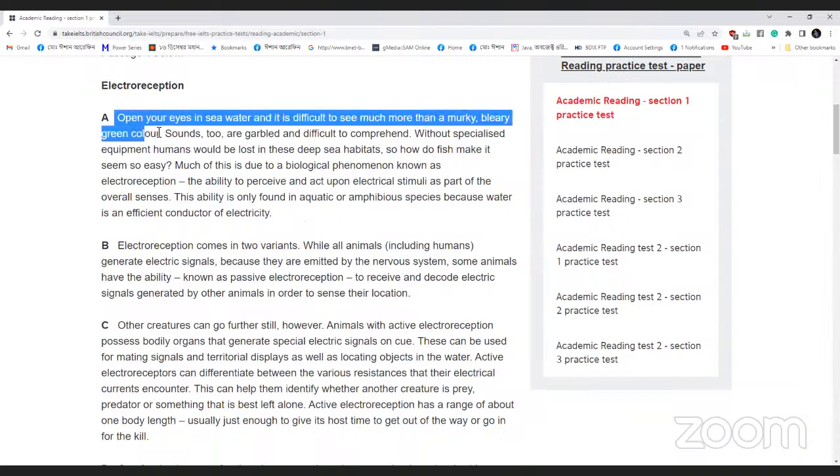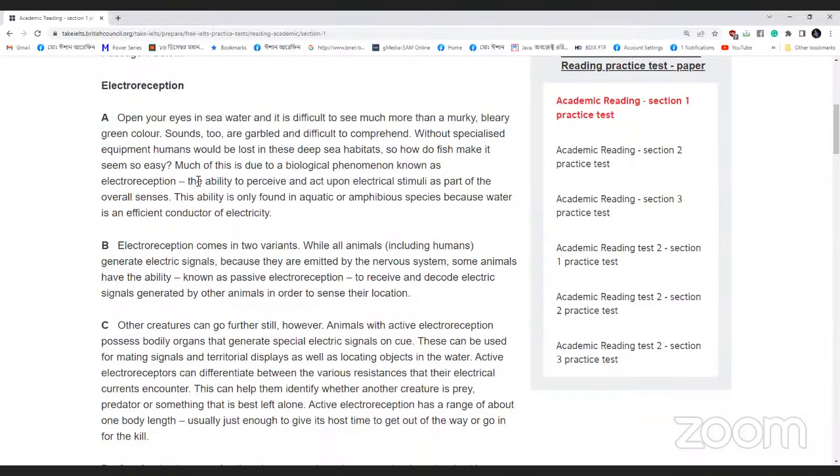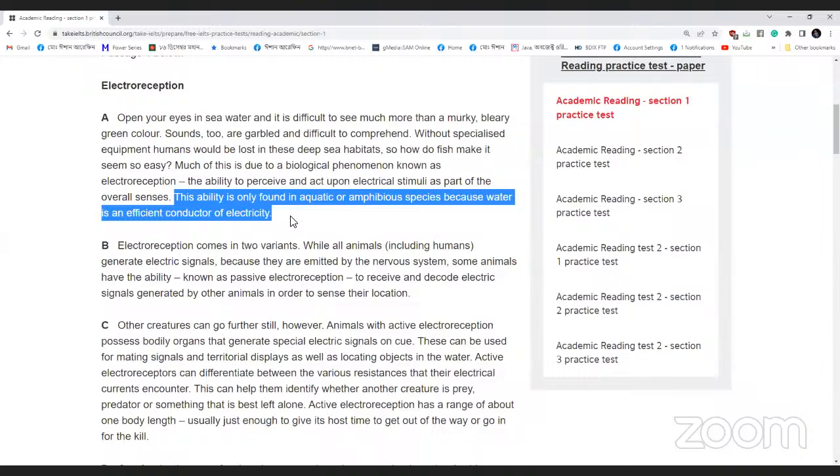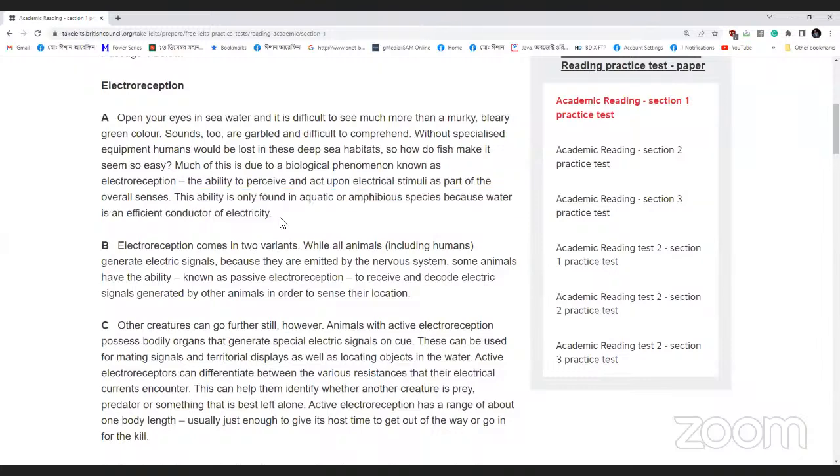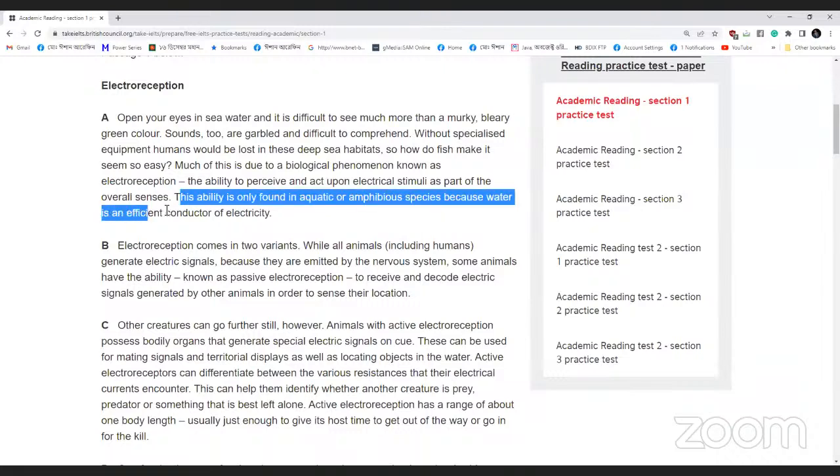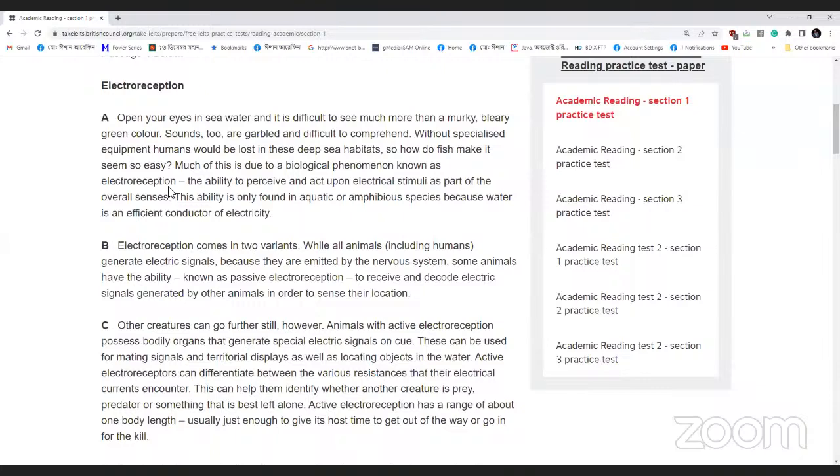So this is the first sentence, or the topic sentence, of the paragraph. And then we can read the conclusive sentence. Here it is: this ability is only found in aquatic amphibious species because water is an efficient conductor of electricity. So yeah, now we can get the whole idea of this particular paragraph.